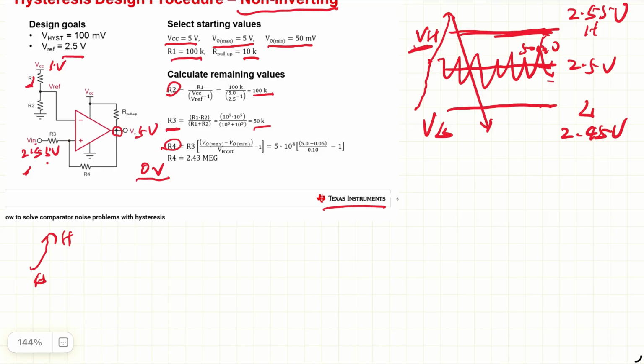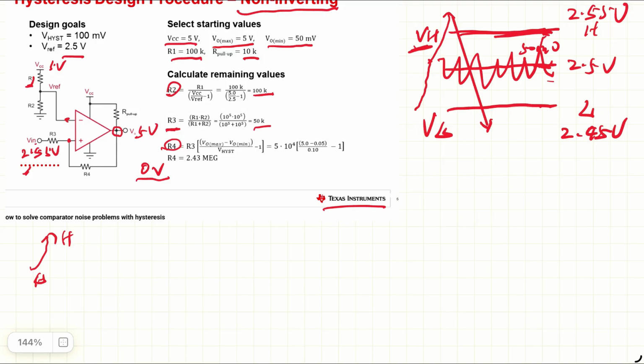At 2.55 volts, this node will be 2.5 volts. That's exactly the same value at the threshold compared to this one. Then if you go a little bit above 2.55 volts, this will go higher than that node, so this output will switch into high.